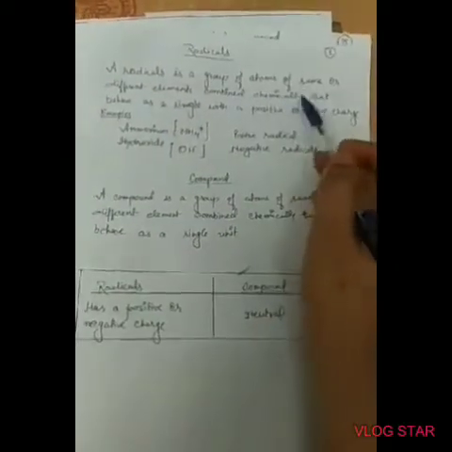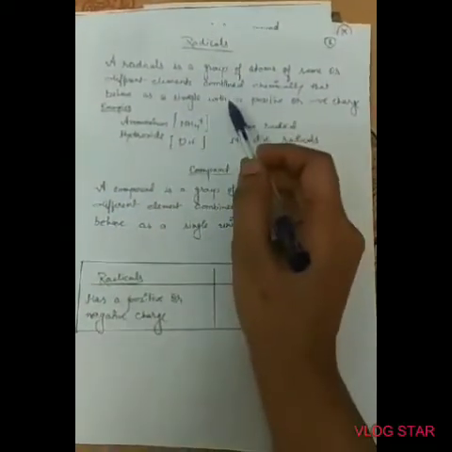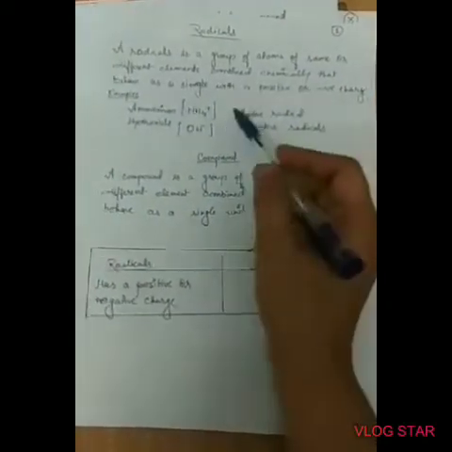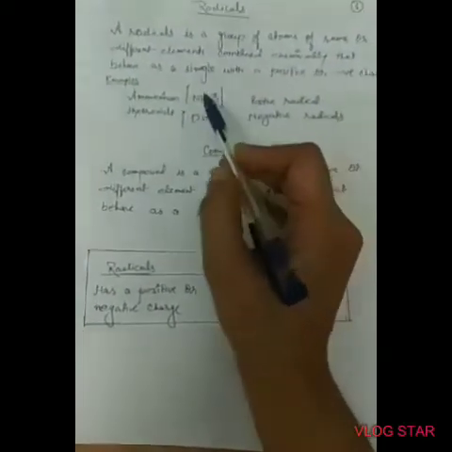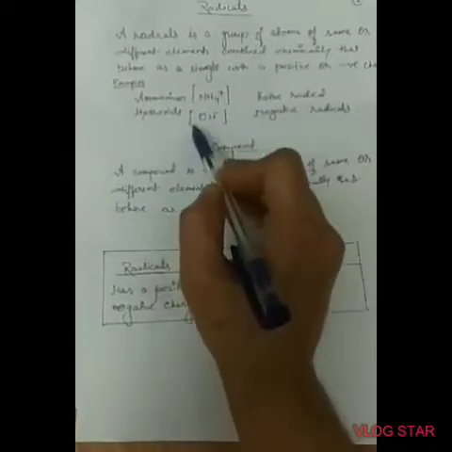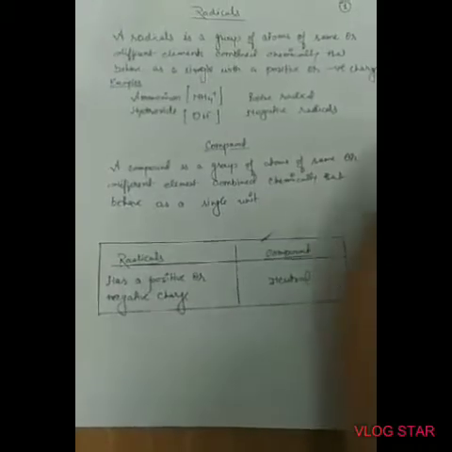A radical is a group of atoms of the same or different elements combined chemically that behave as a single unit with a positive or negative charge. Let's see the example. Ammonium ion, that is a positive radical. Hydroxide ion, OH minus, that is a negative radical.